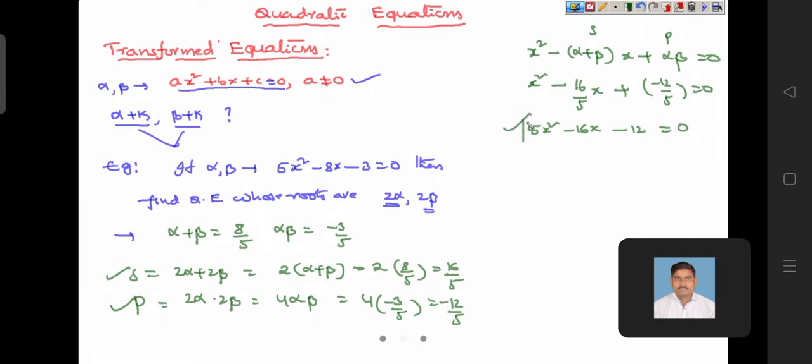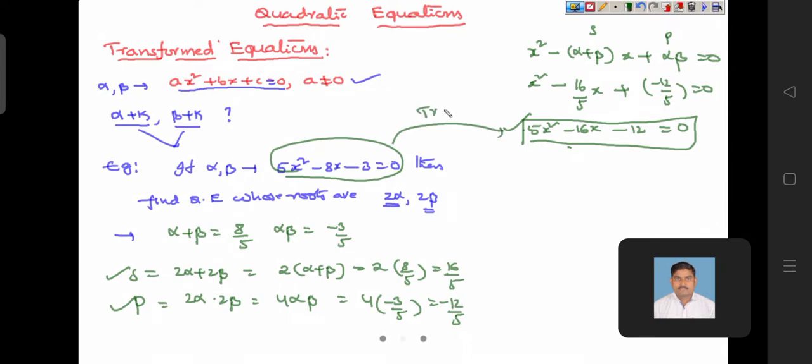This quadratic equation is the transformed equation of the given quadratic equation. So alpha, beta are the roots of the given equation, and the quadratic equation whose roots are 2 alpha and 2 beta is 5x² - 16x - 12 = 0. The resulting quadratic equation is the transformed equation of the given quadratic equation. This is the meaning of the transformed equation.